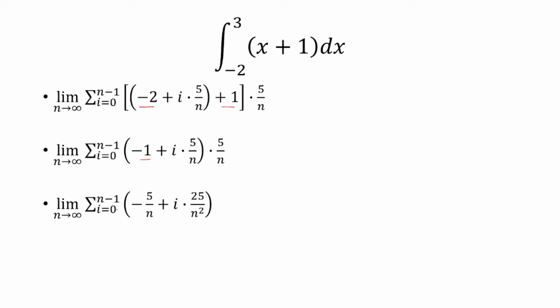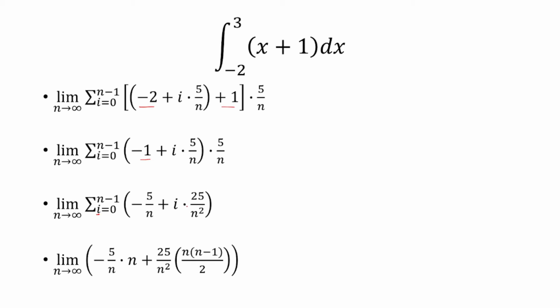And now we can simplify this. So this sum depends on i. So -5 over n is basically a constant. So you're just going to be adding -5 over n when i equals 0, i equals 1, 2, all the way up to n minus 1. So really, you're going to be adding -5 over n, n times. So that's going to be -5 over n times n.